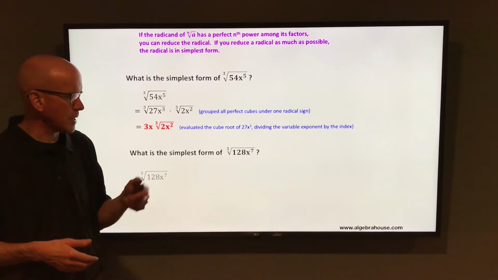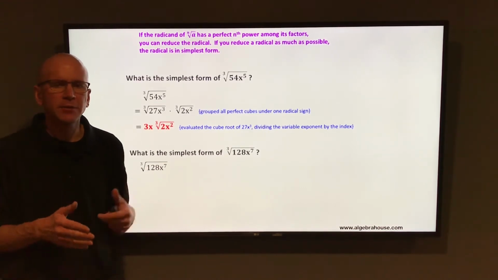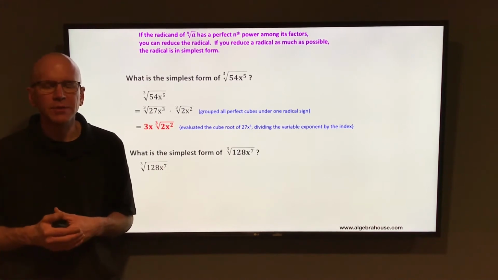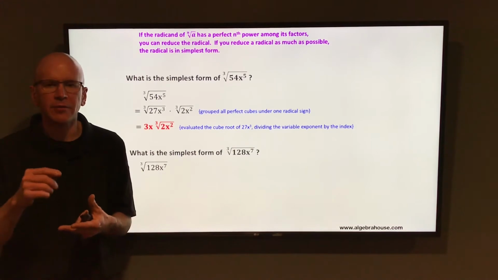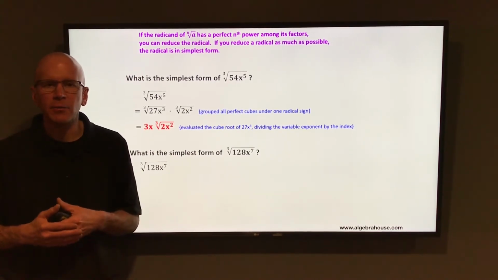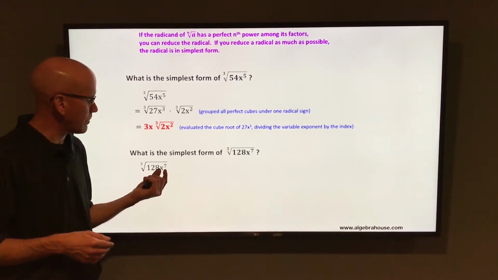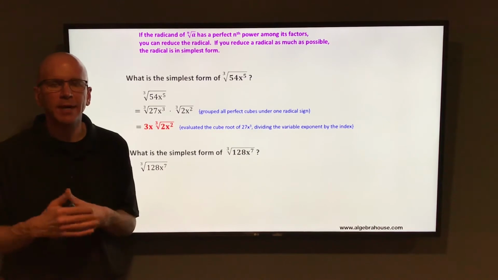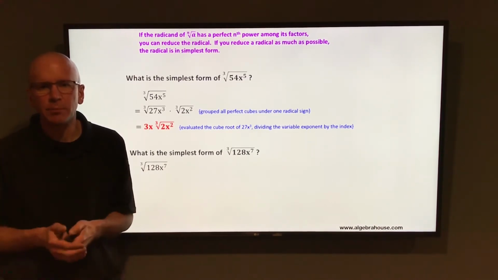Next, the cube root of 128, x to the 7th. So again, with that 128, you want to split that into two numbers, where one of those numbers is a perfect cube. So think of factors of 128, or maybe grab the calculator and start dividing 128 by 2, by 3, by 4, until you get another factor that is a perfect cube. Then the x to the 7th, we'll drop that 7 down to the next number down from 7 that is divisible by 3, and that's a perfect cube.